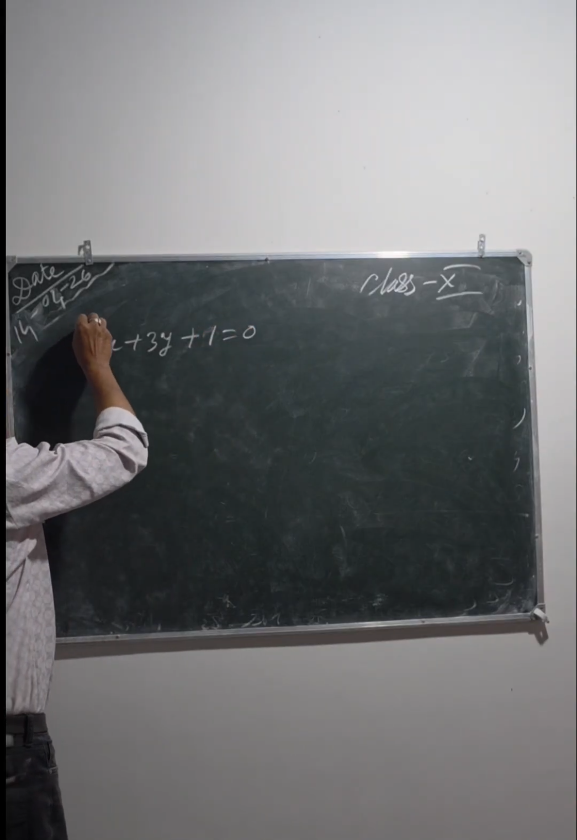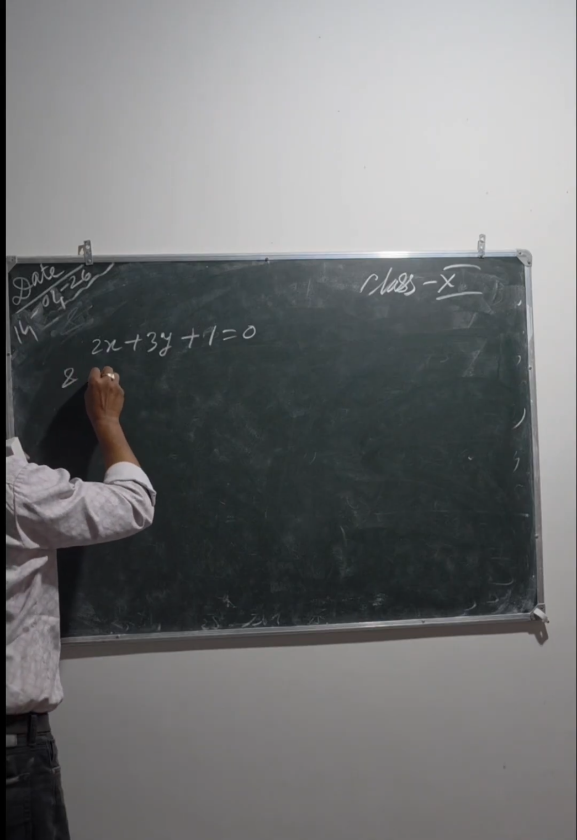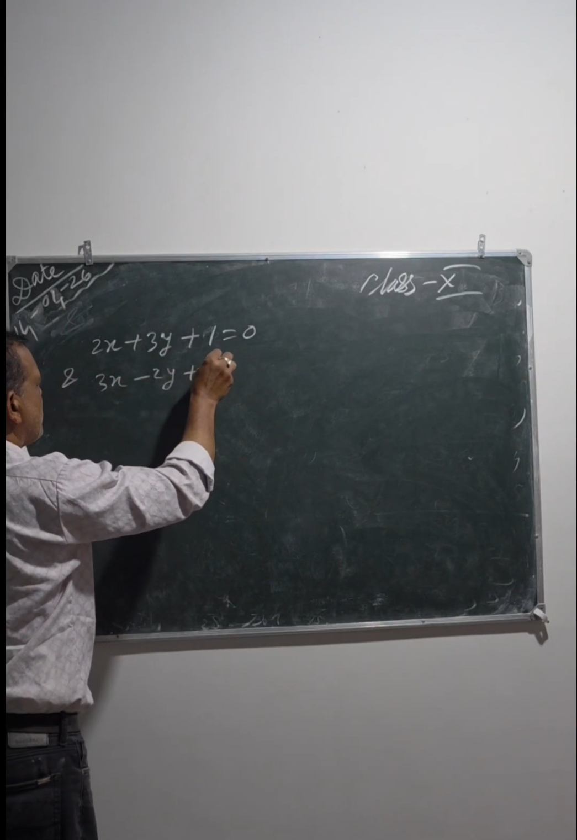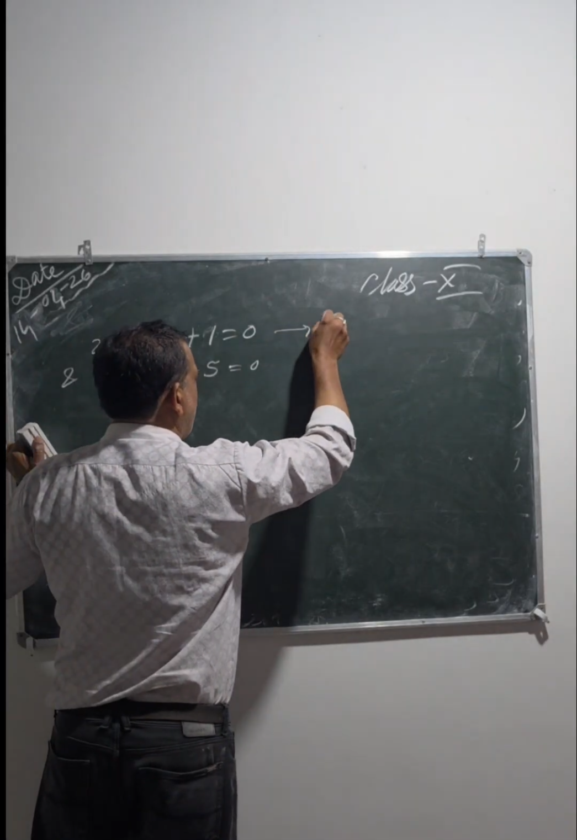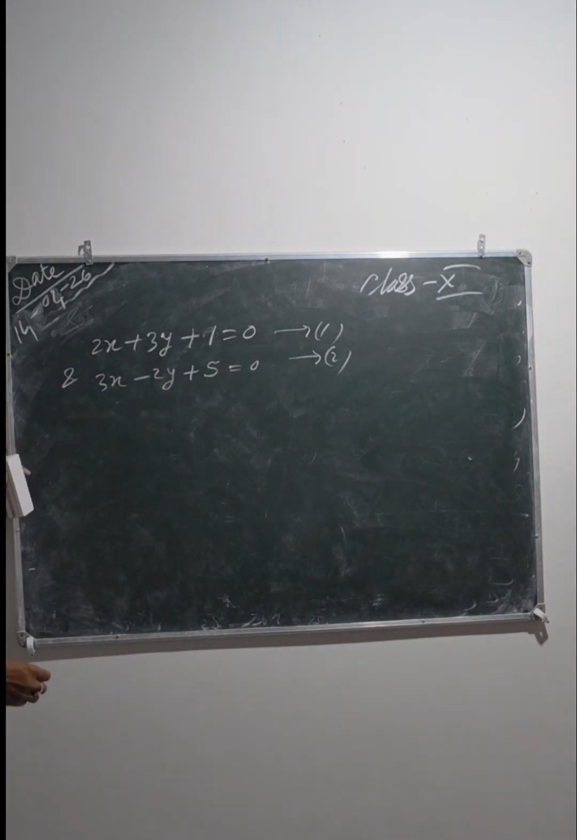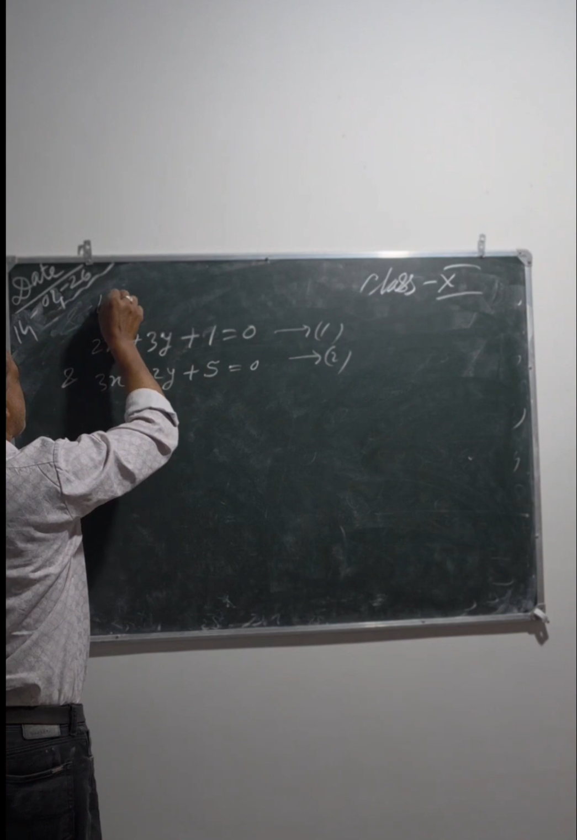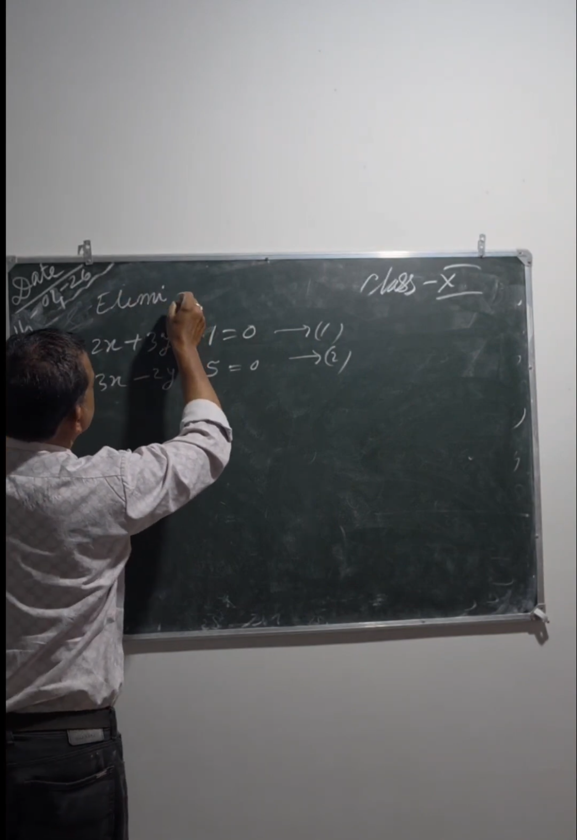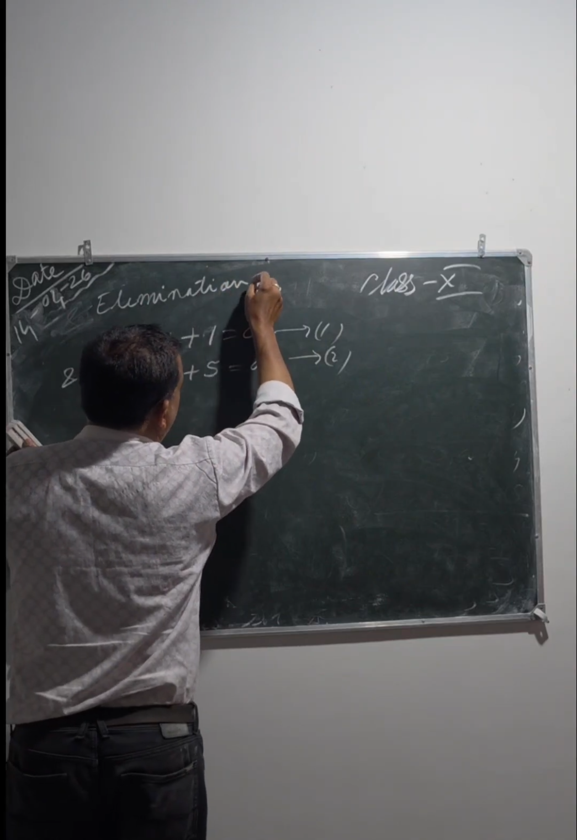And three x minus 2y plus 5 equals 0. This one is equation number one and this one is equation number two. That is elimination method.